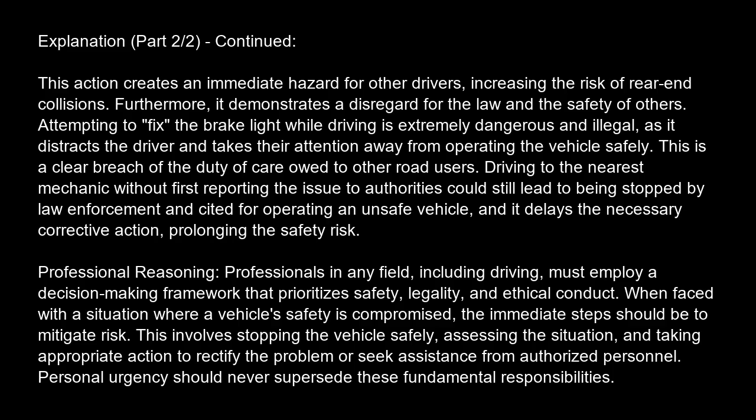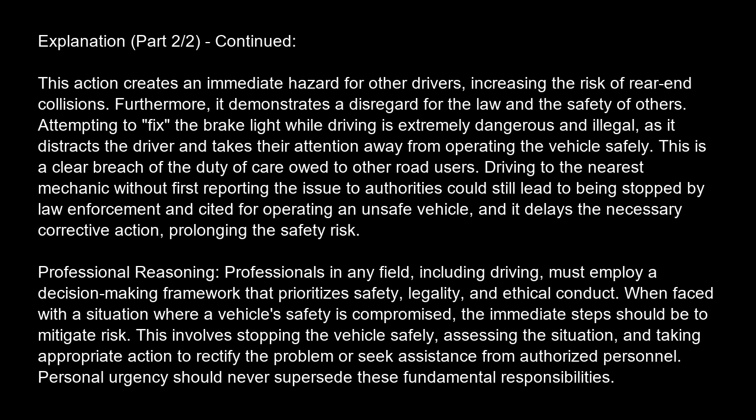Attempting to fix the brake light while driving is extremely dangerous and illegal, as it distracts the driver and takes their attention away from operating the vehicle safely. This is a clear breach of the duty of care owed to other road users. Driving to the nearest mechanic without first reporting the issue to authorities could still lead to being stopped by law enforcement and cited for operating an unsafe vehicle, and it delays the necessary corrective action, prolonging the safety risk.